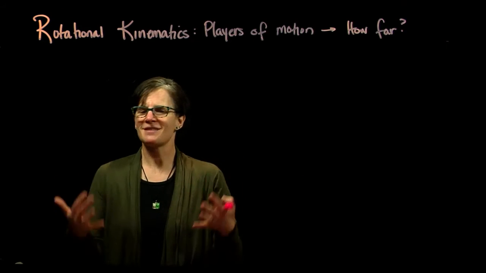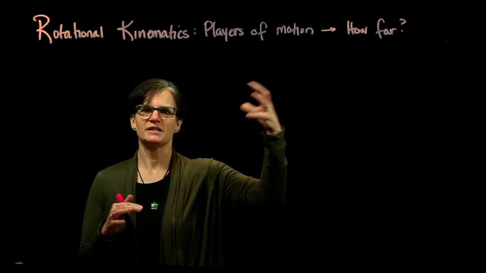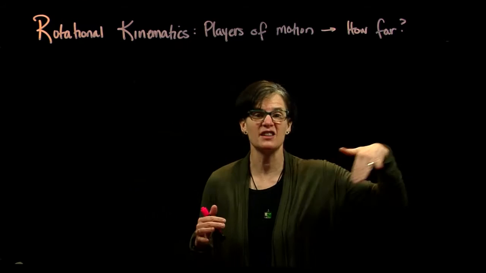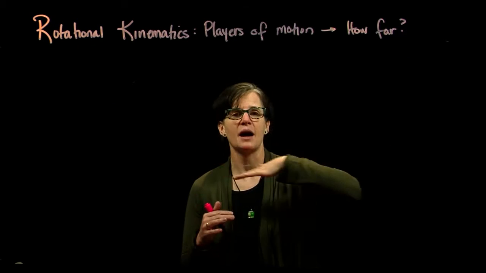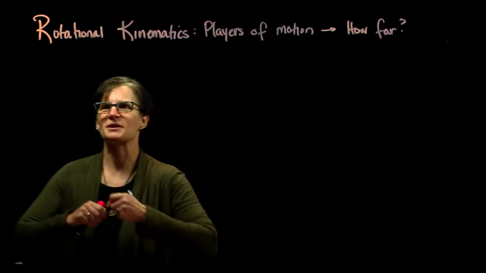Just like with translational motion, we can identify different ways to describe that motion, what we call the players of motion. And the first one is how far does it go? Literally, how far does this object travel as it moves around a circle? So let's look at what we mean by an object moving around a circle.